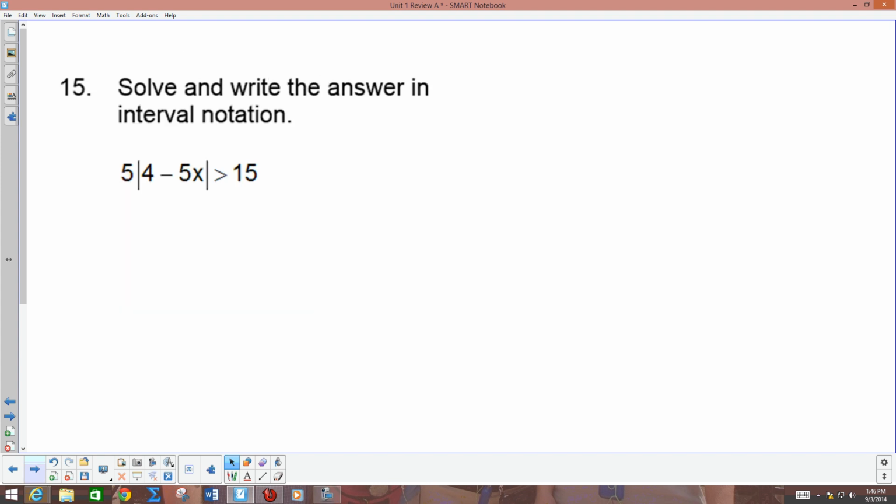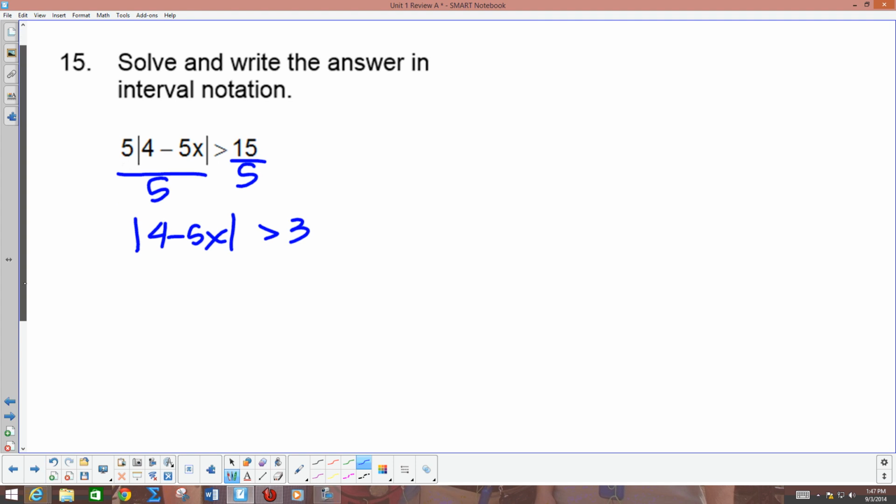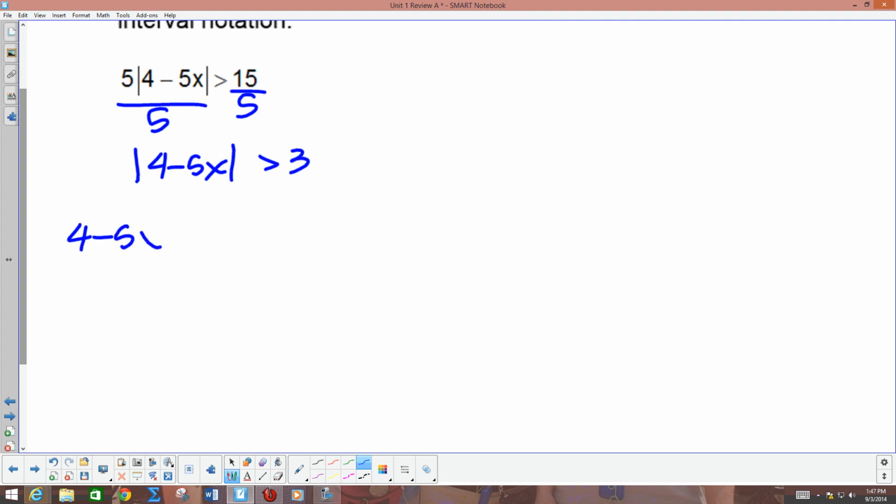Now we're going to absolute value inequalities. And so for number 15, we want to first isolate the absolute value. So I'm going to divide by 5, divide by 5. The 5 is being multiplied with the absolute value, so I want to undo that. So I'm going to divide. And so I have absolute value of 4 minus 5x is greater than 3. And now I'm going to write two inequalities. 4 minus 5x is greater than 3. So it's the same exact inequality. And 4 minus 5x is less than a negative 3. And now I have two inequalities to solve.